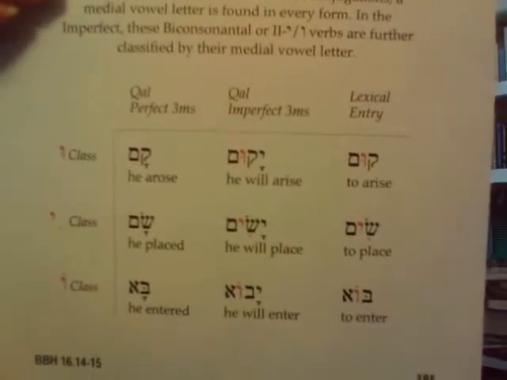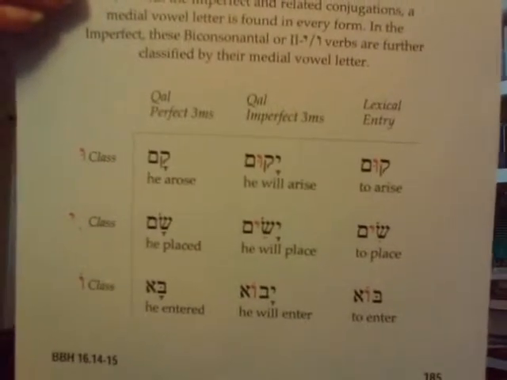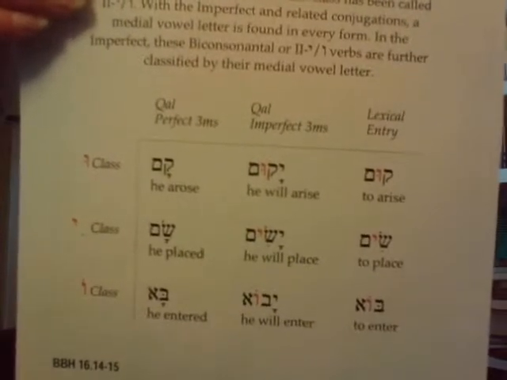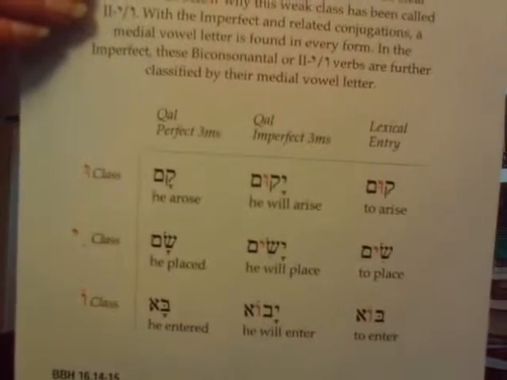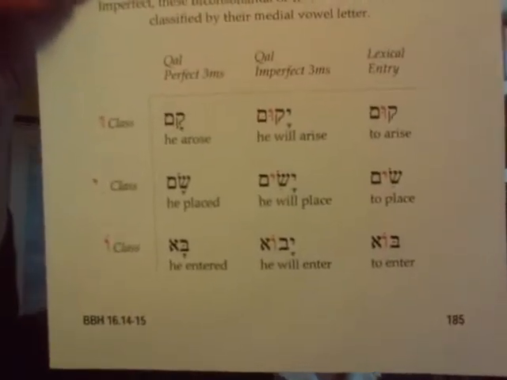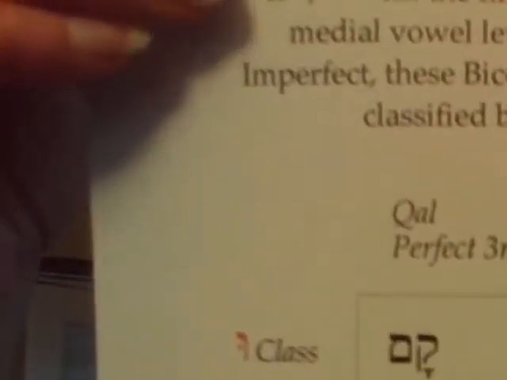With the imperfect and related conjugations, a medial vowel letter is found in every form. In the imperfect, these biconsonantal middle yod or waw verbs are further classified by their medial vowel letter, as you can see in these examples here. The vowel letters are an important feature of these verbs and should be memorized as a part of your vocabulary.